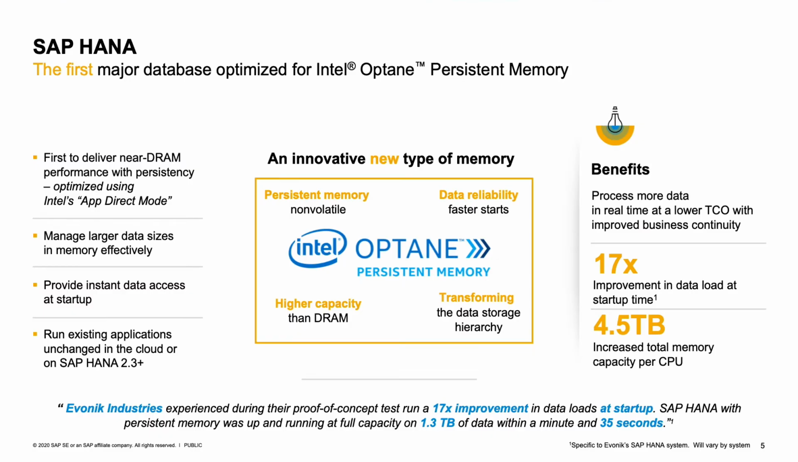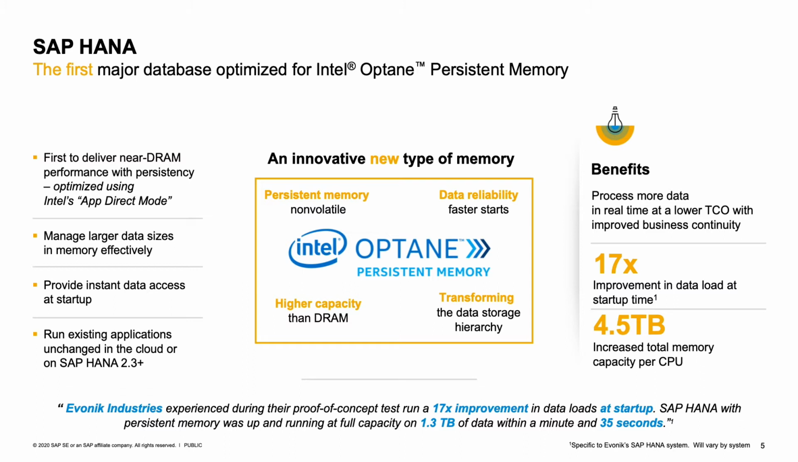So HANA is the first major database optimized for persistent memory using App Direct mode, which is provided by Intel and helps ensure that all the features and capabilities of persistent memory can be realized with HANA. So the obvious advantage here is that the data does not disappear when the power goes off or when HANA restarts. This translates into improved business continuity and also almost instant in-memory performance at startup.